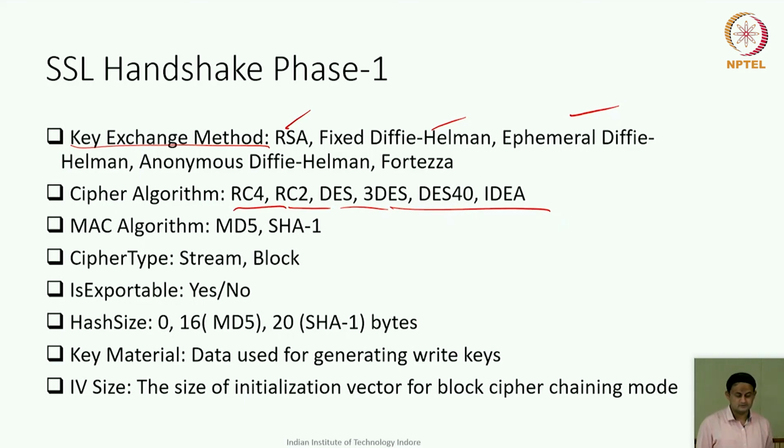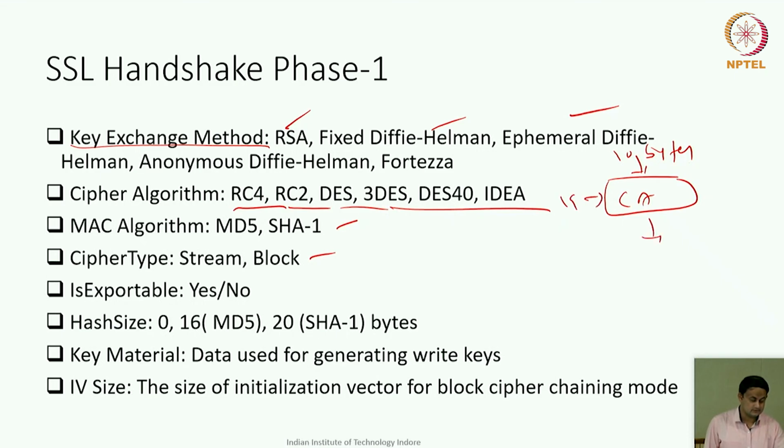Going forward, there are a few more additions. And then the MAC algorithm, MD5, SHA-1, and you can use either stream or block ciphers. The difference between block and stream cipher is the following. If you use a block cipher, the crypto algorithm takes a fixed size input, let's say 10 bytes. It has a key and turns these 10 bytes into some output. For simplicity, let's assume this is also 10 bytes. So you give 10 bytes of data and 10 bytes of encrypted data comes out.